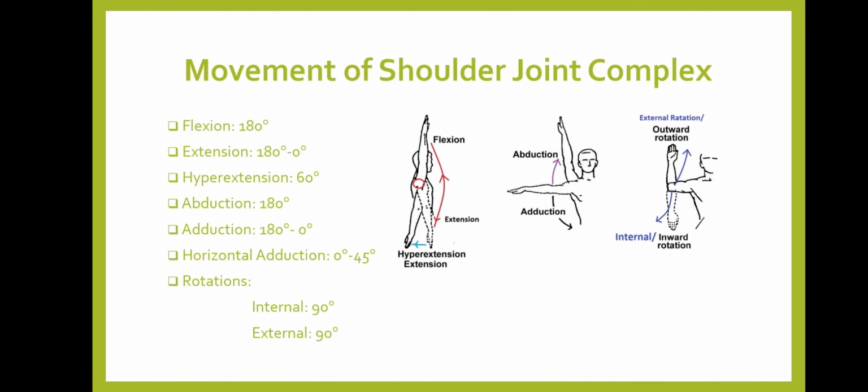Movement of shoulder joint complex. It permits flexion, extension, hyperextension, abduction, adduction, horizontal adduction and rotations. Flexion from 0 to 180 degrees, extension from 180 degrees to 0, hyperextension from 0 to 60 degrees, abduction from 0 to 180 degrees, adduction from 180 degrees to 0, horizontal adduction from 0 to 45 degrees, rotations both internal and external from 0 to 90 degrees.